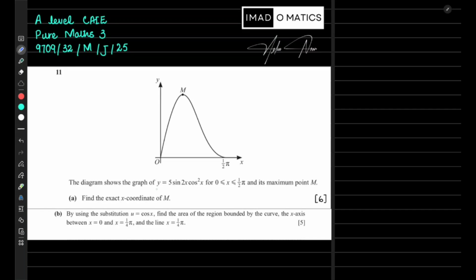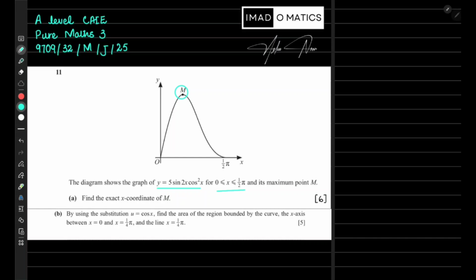The diagram shows the graph of y equals 5 sin 2x cos squared x for the range x greater than 0 and less than pi by 2, and its maximum point M. Find the exact coordinates of maximum point M.